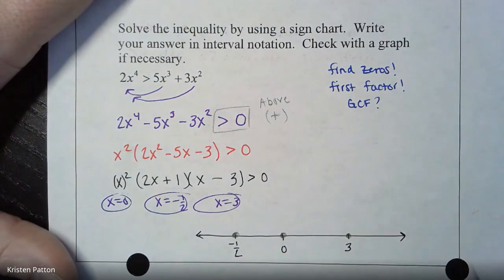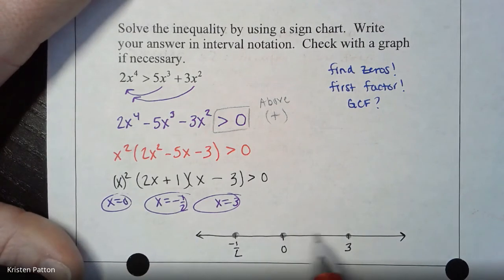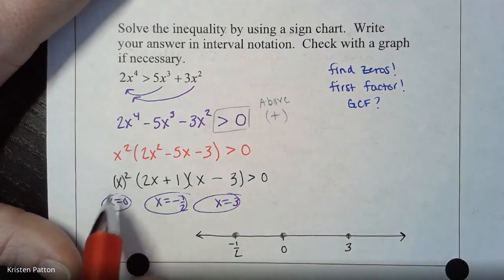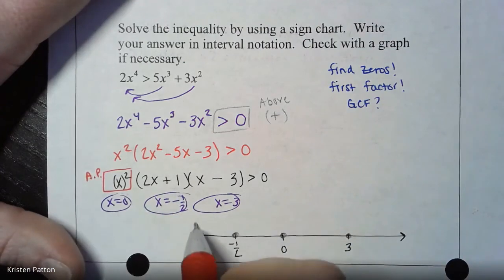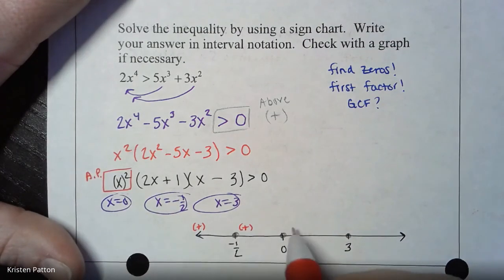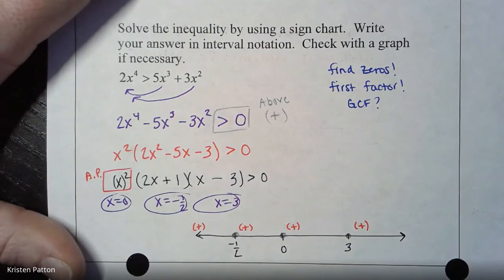To make the sign chart, we're just going to go plug in numbers between all those zeros. I'm going to start in here. Something between 0 and 3 is 1. Now look at this one. It's going to be squared. So it's always positive. So great news. All of these intervals are going to start with a positive. That saves us time, doesn't it?